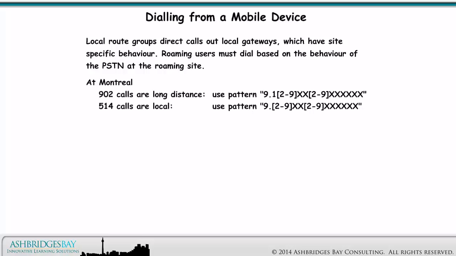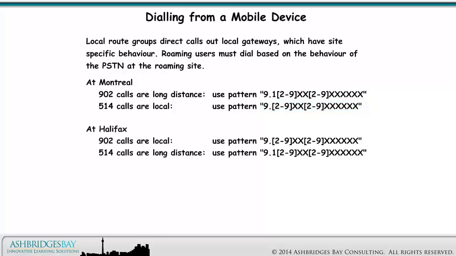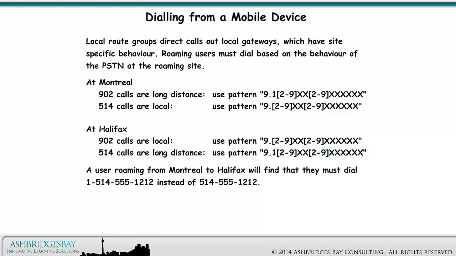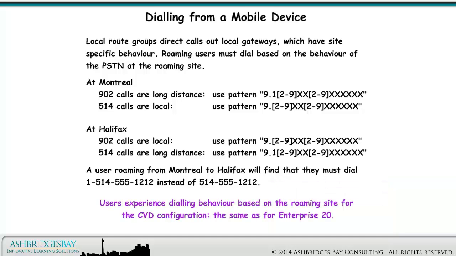At Montreal, 902 calls are long distance. Use this pattern. 514 calls are local. Use this pattern. At Halifax, 902 calls are local. Use this pattern. And 514 calls are long distance. Use this pattern. A user roaming from Montreal to Halifax will find that they must dial 1-514-555-1212 instead of 514-555-1212. Users experience dialing behavior based on the roaming site for the CVD configuration. The same as for Enterprise 20.